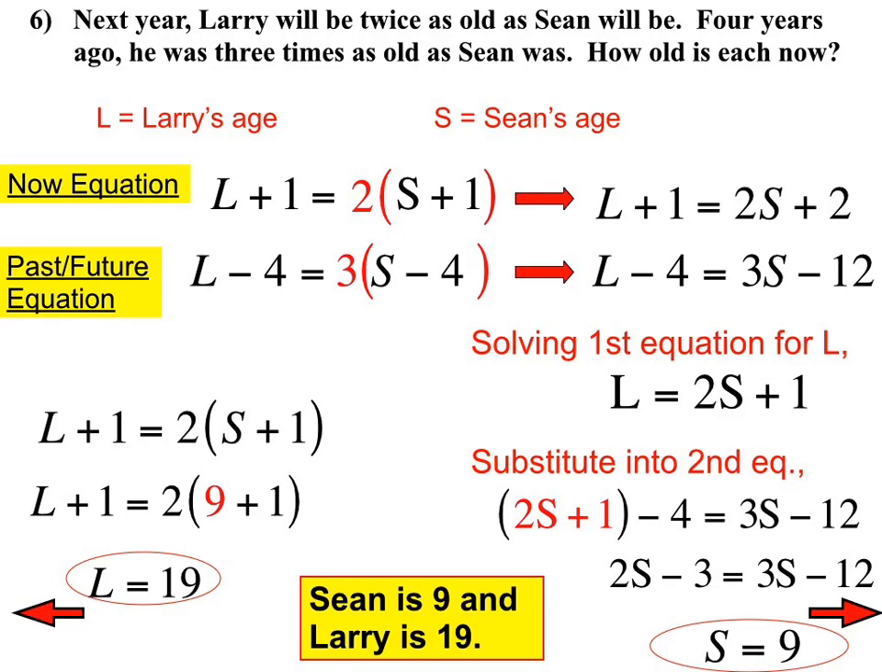Now, I started with number 1 showing you how to check to see if you had the right answer. I'm going to do the same thing with this one. Next year, Larry will be twice as old as Sean. Next year, Sean will be 10 and Larry will be 20. That part is good. Then 4 years ago, Sean was 5 and Larry was 15. It says 4 years ago, he was 3 times as old as Sean. You can see right there that that has to work. It satisfies both situations that we have there.